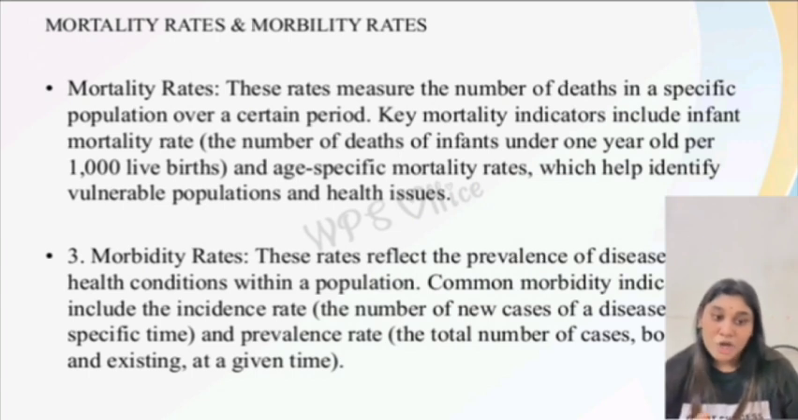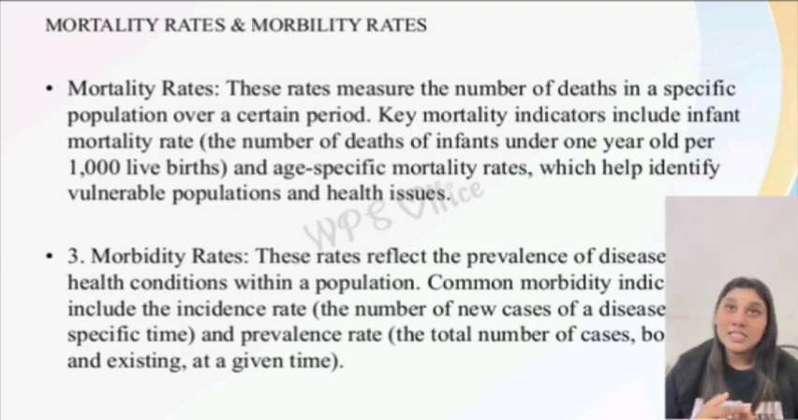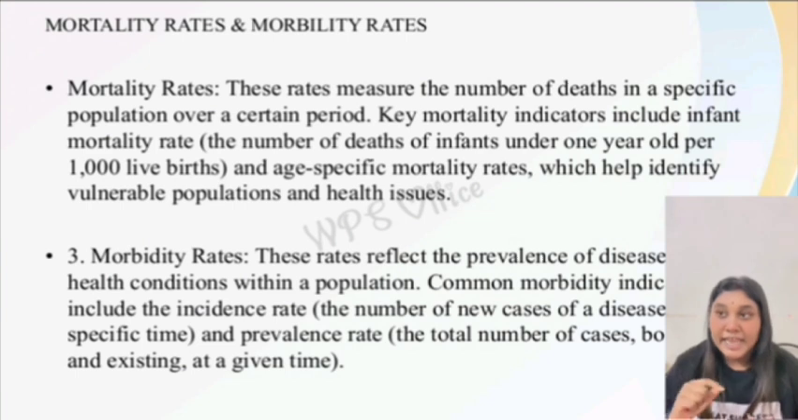These rates measure the number of deaths in a specific population over a certain period. The key mortality rate is the infant mortality rate, which is the number of deaths of infants under 1 year per thousand live births, and the age-specific mortality rates, which help identify vulnerable populations and health issues. It's about giving birth and death under that 1 year too.